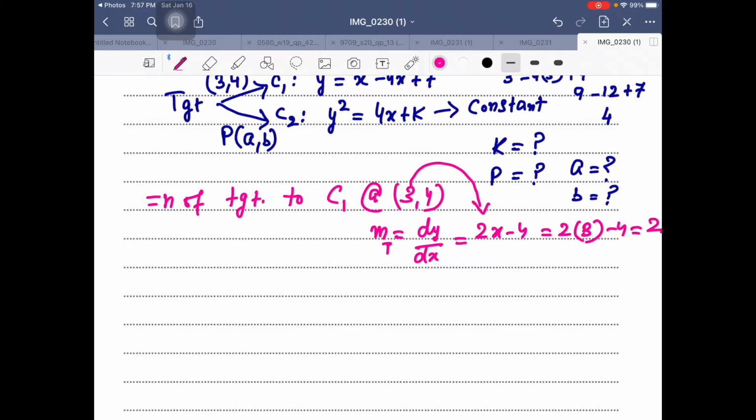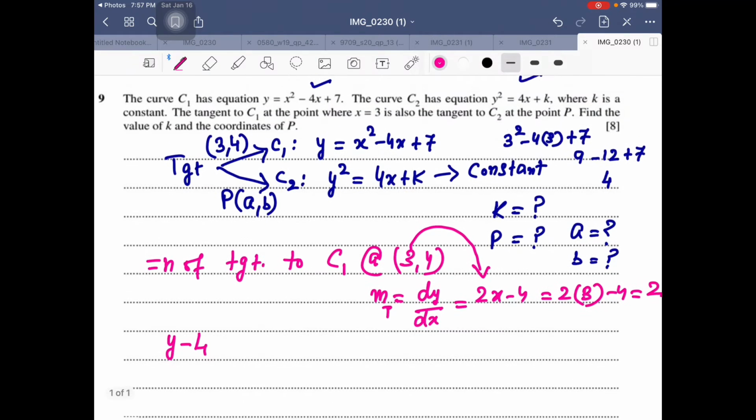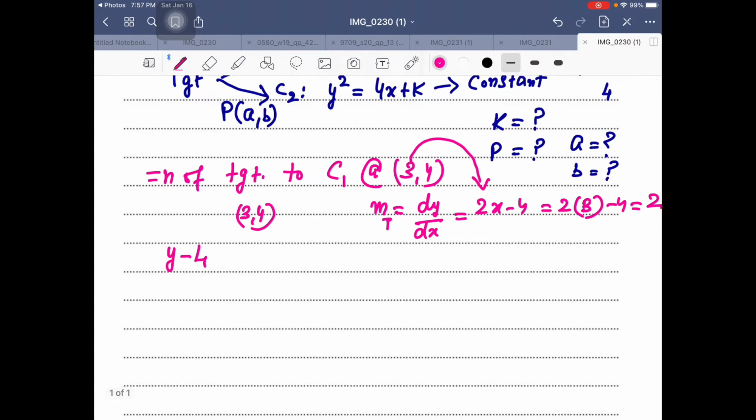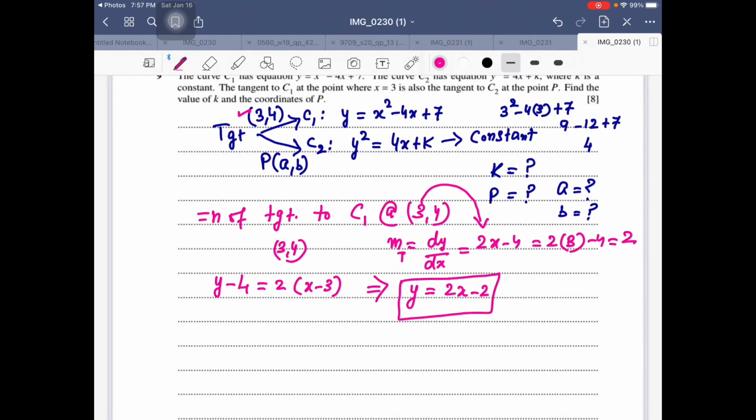So the equation of the tangent will be, since the tangent to curve C1 is at the point (3, 4), y minus y1, which is y minus 4, is equal to the gradient of the tangent times x minus 3. It implies y is equal to 2x minus 6 plus 4, which is 2x minus 2. Okay, I got the equation of the tangent. So this equation of tangent is also the equation of tangent to curve C2.